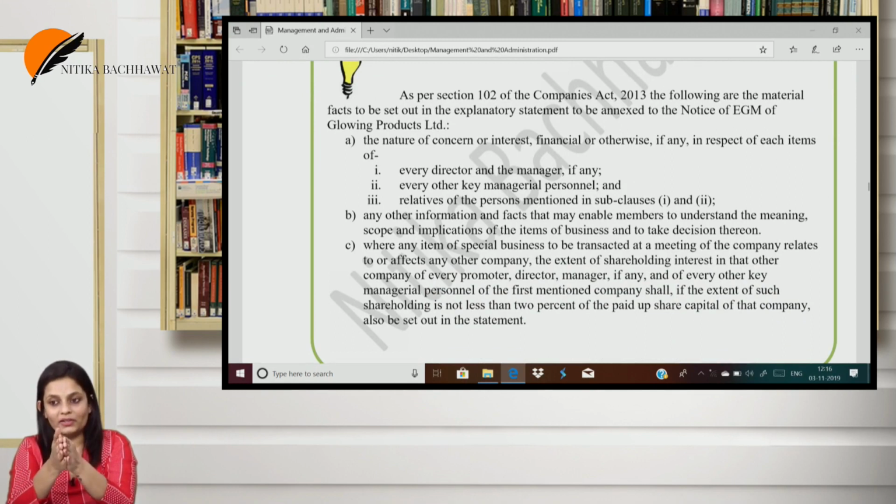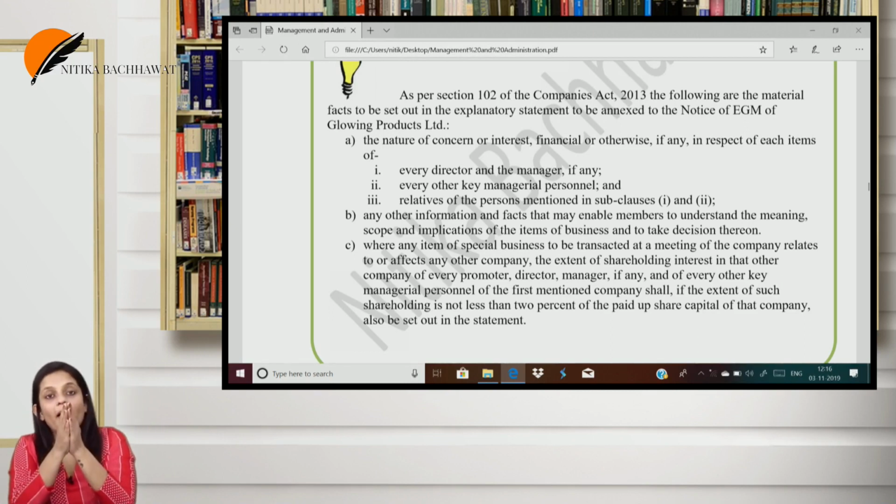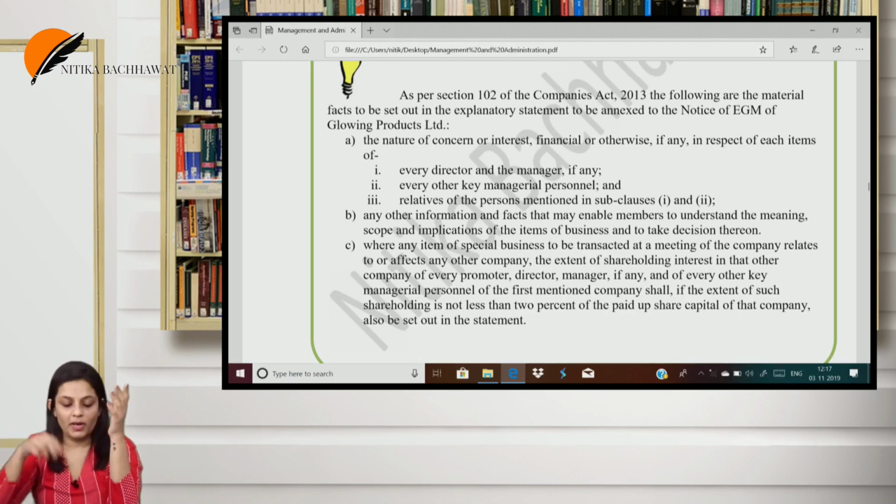If the directors or key managerial persons or their relatives are interested in the contract, they have to give the details of it. Second, any further facts or information which will help them to what? To understand and make a decision about the scope and the whole concept of the contract. If my company is making a contract which affects another company, and if the directors or key managerial personnel or their relatives of my company hold 2% or more of the shares of that other company, that disclosure also has to be made.